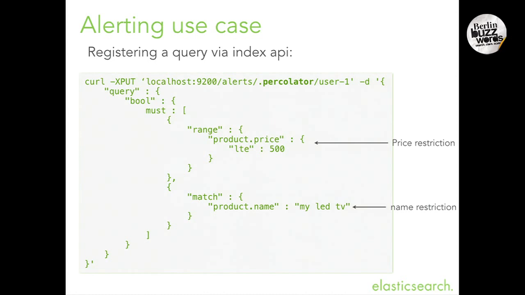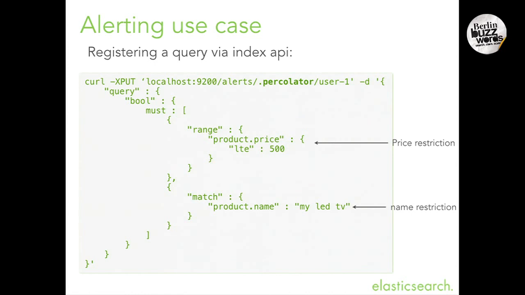In this case, we have an alerts index where we store the percolator queries. It can be any index. Any index can contain the percolator type. And we define, in this case, a Boolean query, and we should be notified if the price is lower than or equal to 500, and the product name is my LED TV or something else. I don't want to put in any brands here. I try to stay unbiased myself.